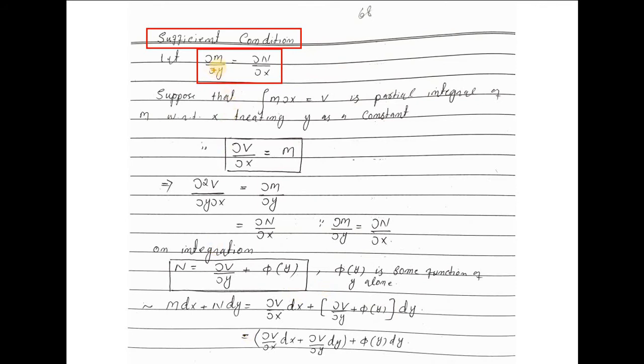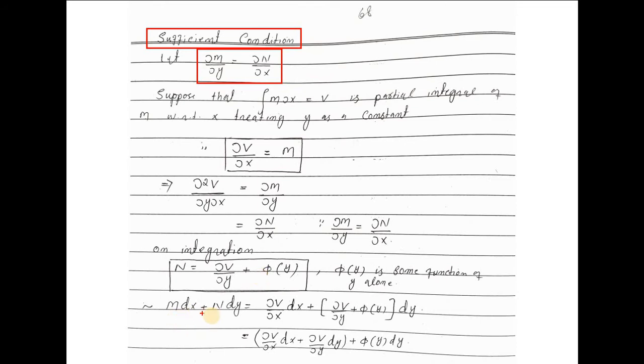So this is the sufficient condition, and we suppose that integral of m is equal to v. If we differentiate with respect to x, we get this result. If we further differentiate this with respect to y, we get this result. If we replace this by its value, and integrate this with respect to x, we get this equation. Here pi of y is the constant of integration.